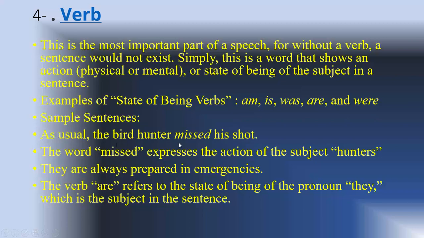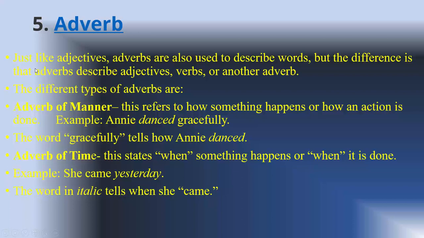As usual, the bird hunter missed his shot. Missed his shot. This is a verb. The word missed expresses the action of the subject, hunters. They are always prepared in emergencies. The verb are refers to the state of being of the pronoun they, which is the subject in the sentence. Now, adverb, just like adjectives, but adverb describes the verb.